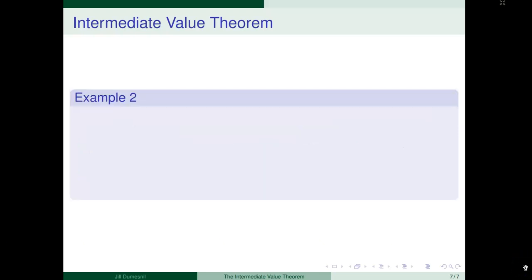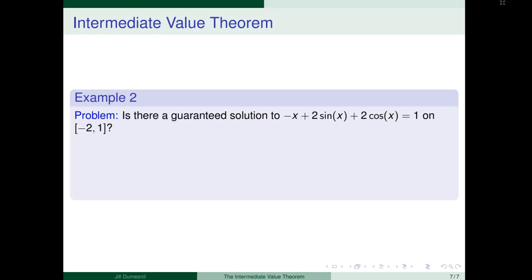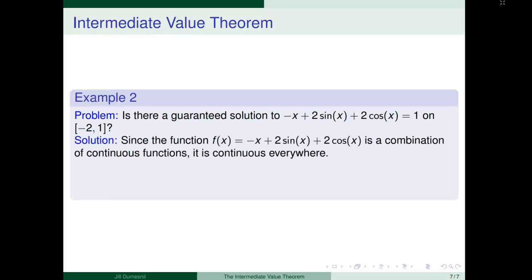Let's consider one final example. Is there a guaranteed solution to the equation -x plus 2 sine x plus 2 cosine x equals 1 on the closed interval from -2 to 1? Since the function -x plus 2 sine x plus 2 cosine x is a combination of continuous functions, it is continuous everywhere. Thus, f of x is continuous on the closed interval from -2 to 1.